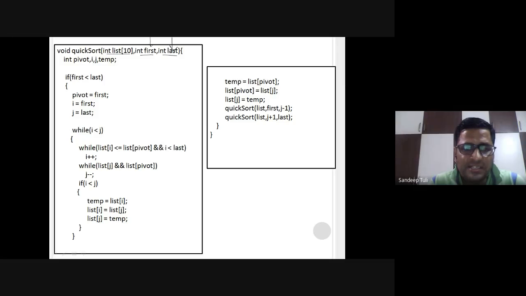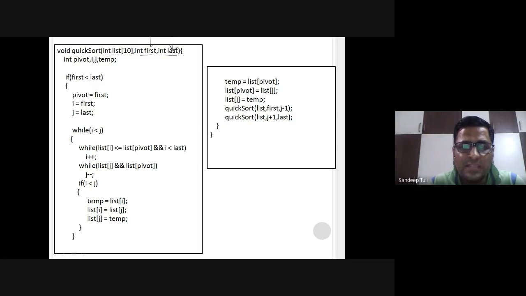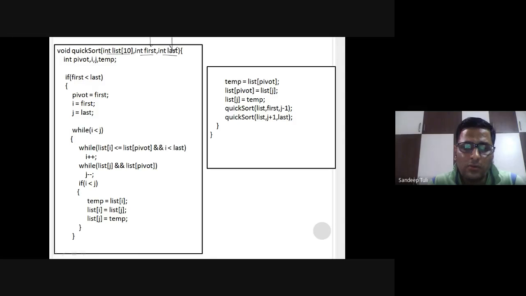Children, first is the first element. Don't be confused with the first and pivot. Sir, I am saying that in this case the pivot element is the first element. I asked you what is first at this moment. What is first? I have asked about the lower bound of the array, the first element of the array. So I have not asked you what is the pivot element. I asked what first is here, okay?